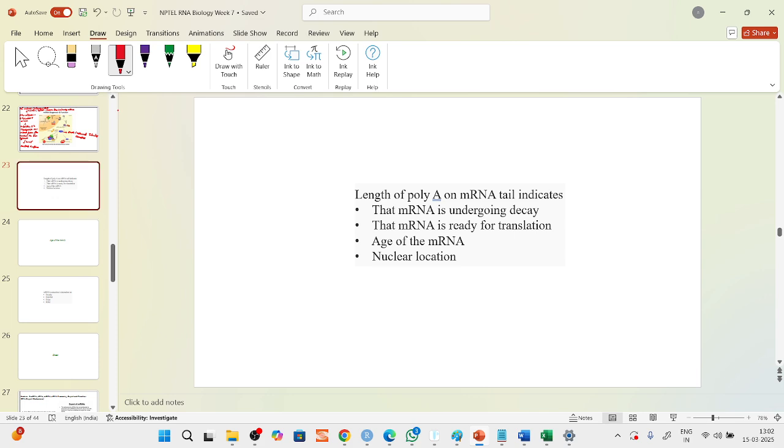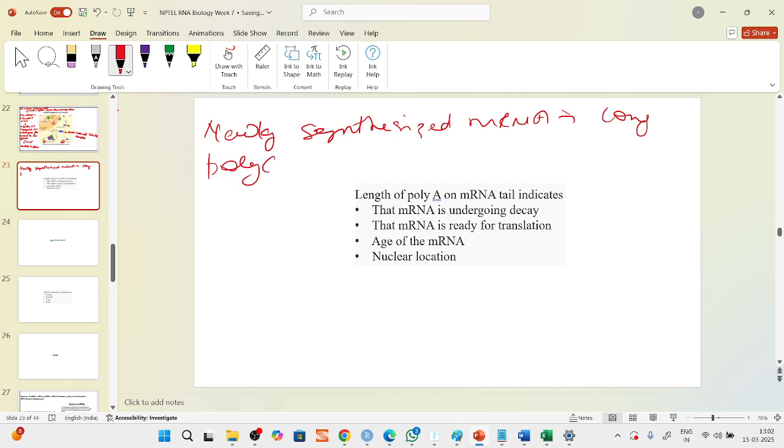So always remember that newly synthesized mRNA has a long poly A tail of about 200 to 250 nucleotides. What is the function of the poly A tail? It stabilizes your mRNA. But eventually, exonuclease activity comes and keeps on degrading the poly A tail, ultimately leading to mRNA decay. So the length of the poly A tail indicates the age of the mRNA. This is the correct answer.